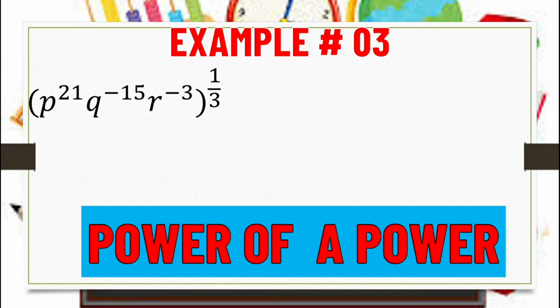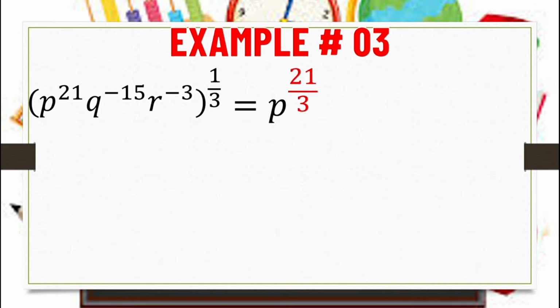This leads us to multiplying the exponent of p, which is 21, and 1/3. So 21 times 1/3 leads us to 21 over 3.